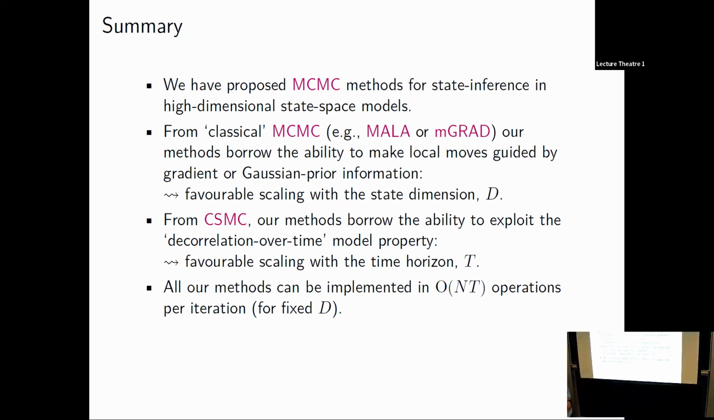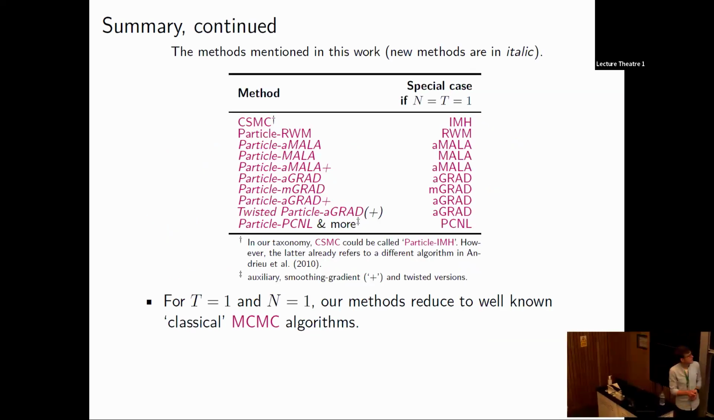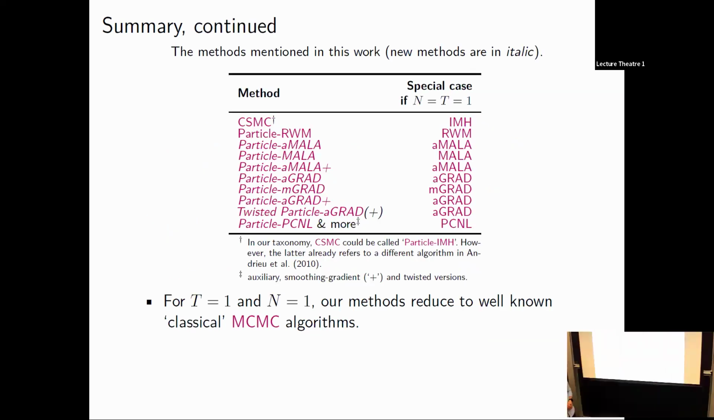All methods can be implemented with a cost that is linear in N and T for a fixed dimension, and all methods are exact. I haven't talked about any proofs here, but you can prove that they are all exact in the usual MCMC sense. And if T is 1, and if you only make one proposal in addition to a reference path, then all of these methods reduce to well-known classical MCMC algorithms.